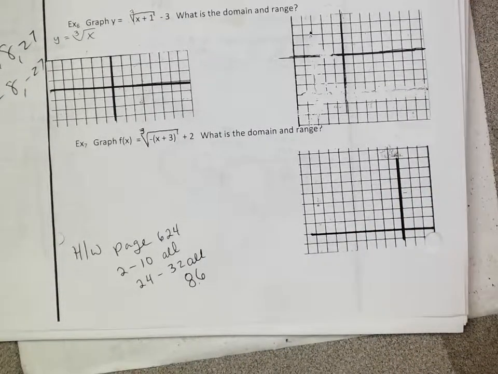Why am I going to go 8? What's the cube root of 8? 2, right? What's the cube root of 27? 3. That's not going to fit, but you got the idea, right? So it's going to look like this. Cube root looks like this.